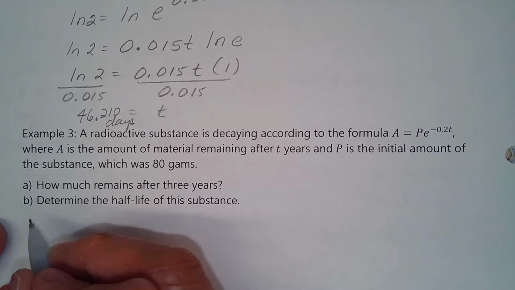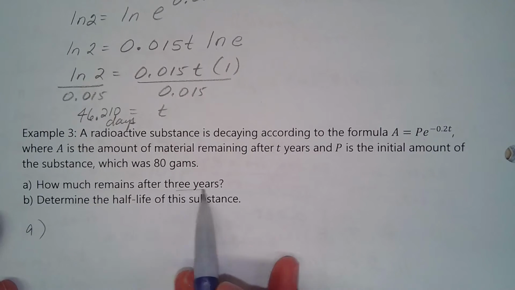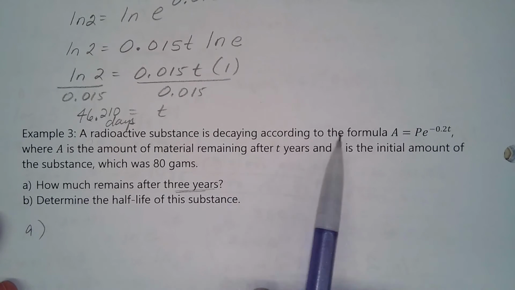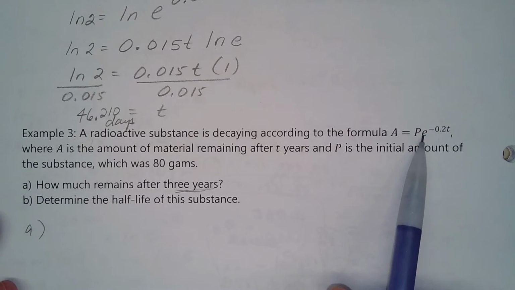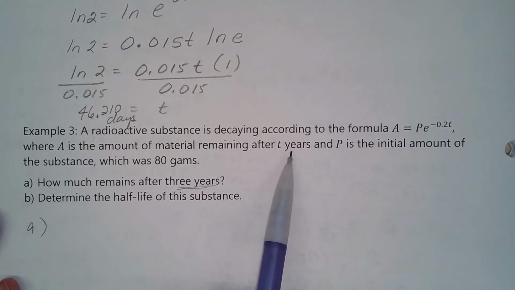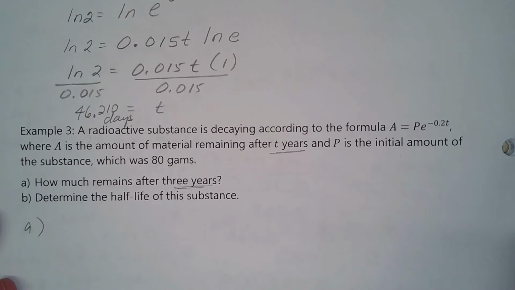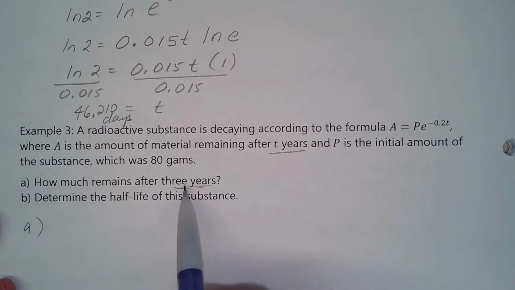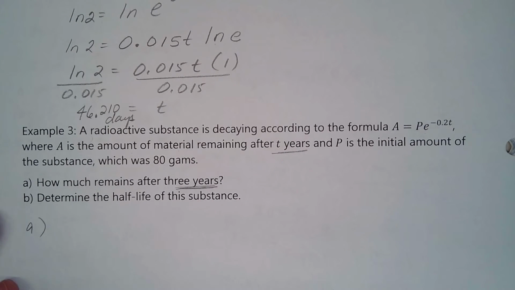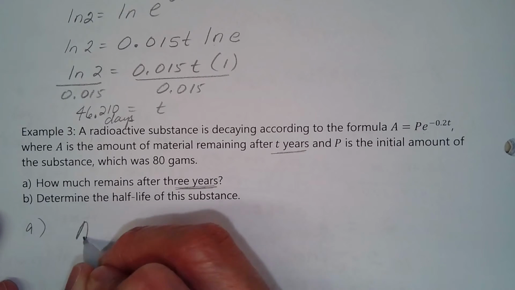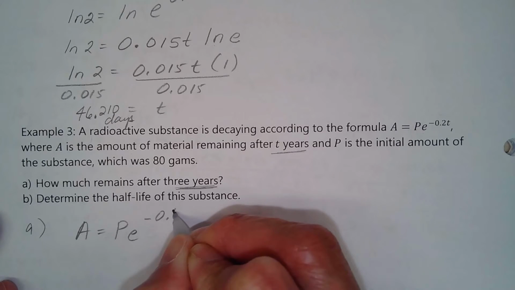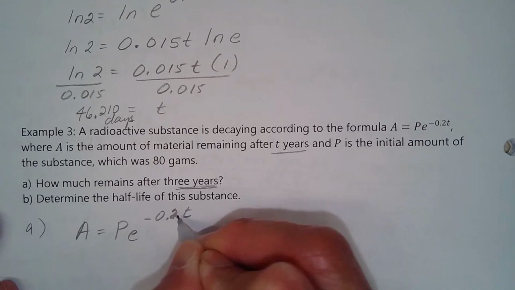Okay, so let's see here. How much remains after 3 years? I'm going to read it first. A radioactive substance is decaying according to the formula, where A is the amount of material remaining after T years. So T is years, everything is now in years, no longer in days. A equals P e to the negative 0.2 T.